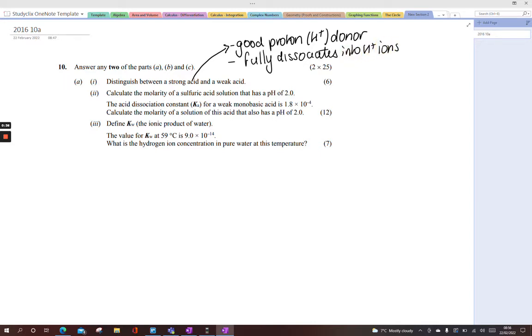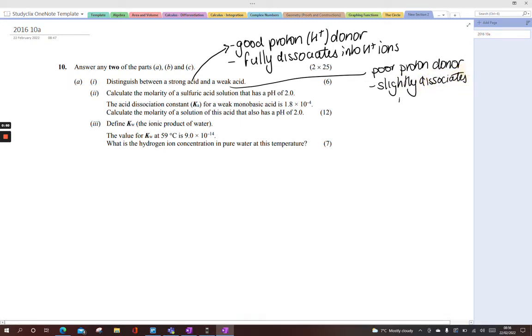I have no notion. A weak acid, on the other hand, is a poor proton donor, just the opposite. And only slightly dissociates. That's why they're given Ka values, the degree of dissociation into hydrogen ions. Now into the meat and two veg.